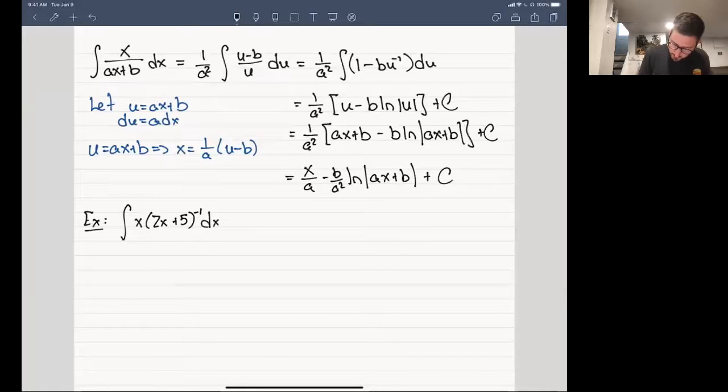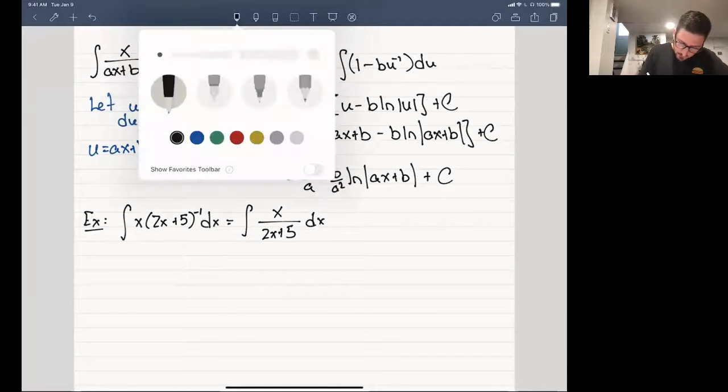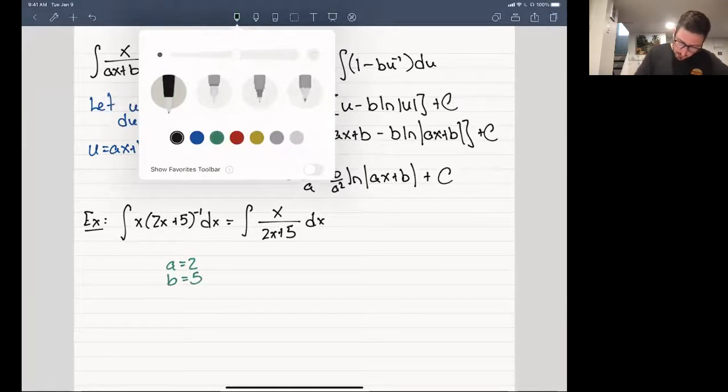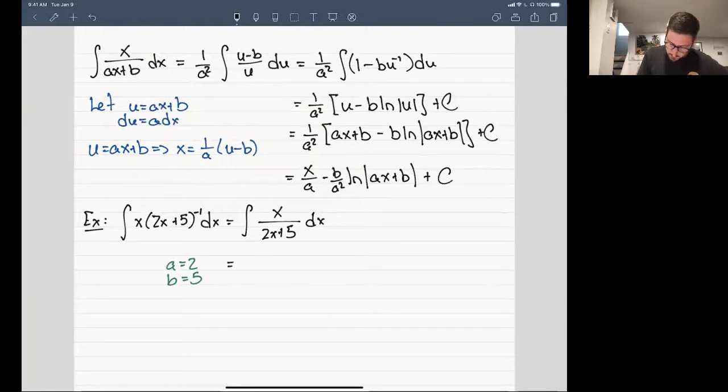And once we write that as a proper fraction, we can see that it is exactly in the form that I just provided up here. And in particular, a is equal to 2 and b is equal to 5. And so plugging these into our formula, we get x over 2 minus 5 over 4 natural logarithm of 2x plus 5, and then plus some constant.